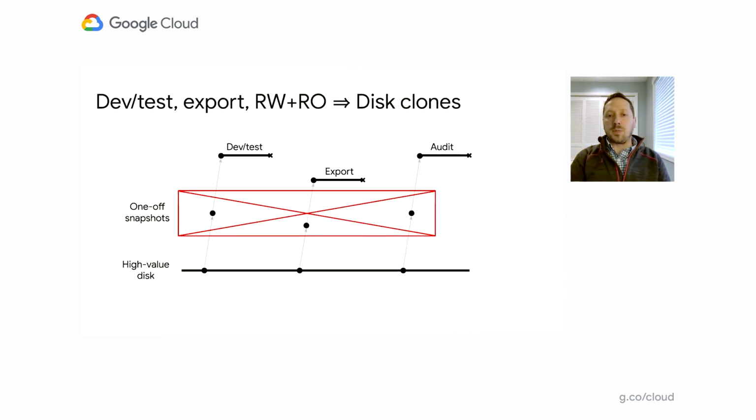This is just a visual of one of those flows. So again, if you're taking those one-off snapshots today for a high-value disk just to create additional disks, again, for dev test, export, audit, now those one-off snapshots are not necessary.